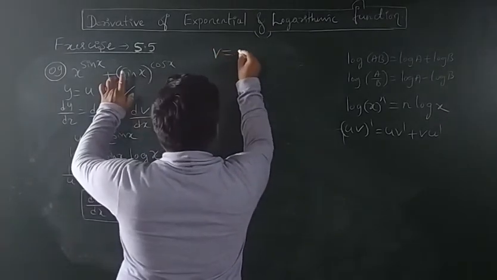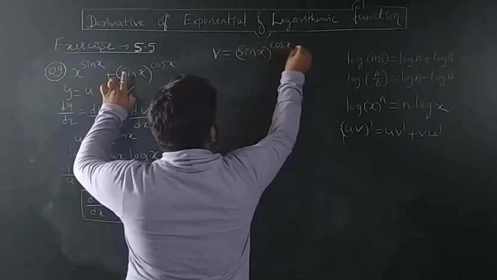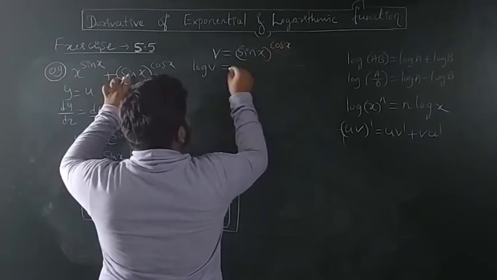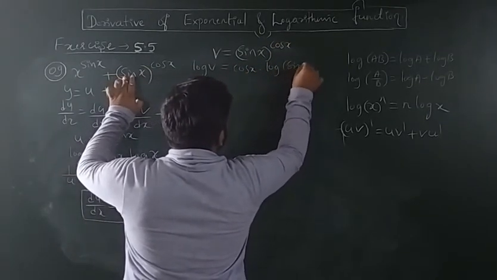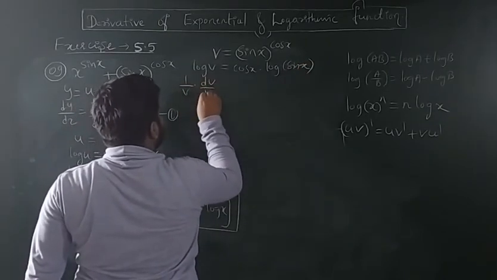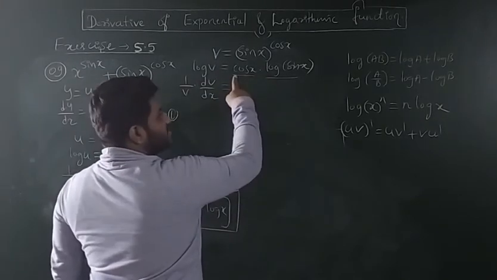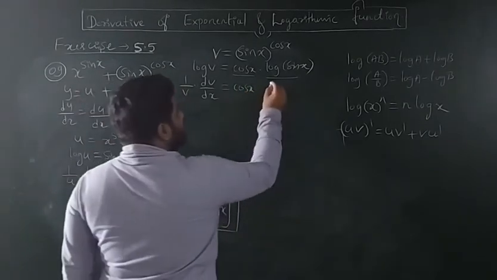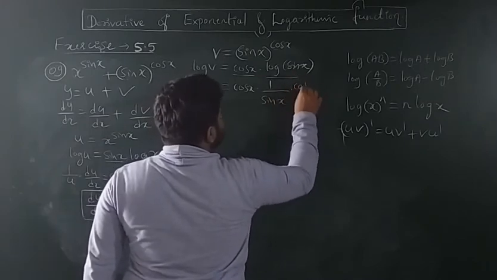V is nothing but sin x to the power cos x. Now apply log: log v equal to, whatever power is there comes in front, cos x into log of sin x. Differentiation of log v is 1 by v into dv by dx. This equals, again two functions are there, again the product rule. First function as it is, cos x, into differentiation of log of sin x, which is 1 by sin x into differentiation of sin x, which is cos x.